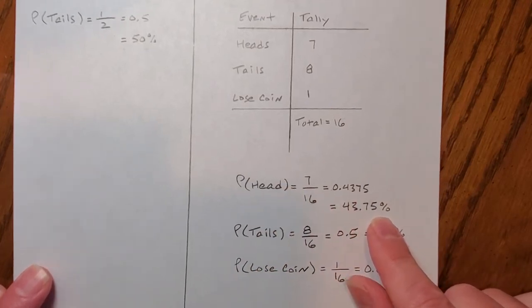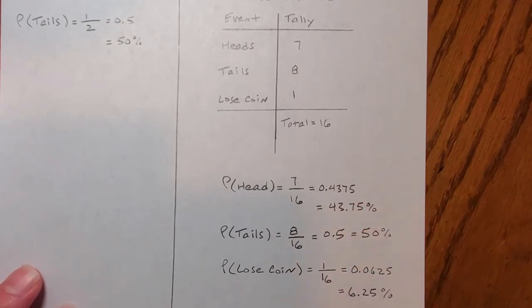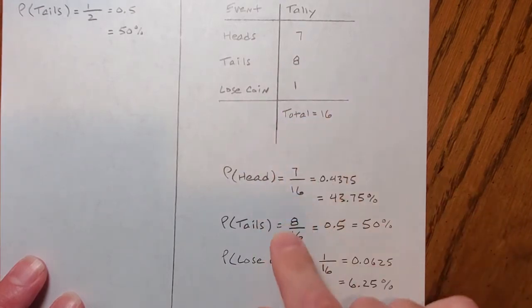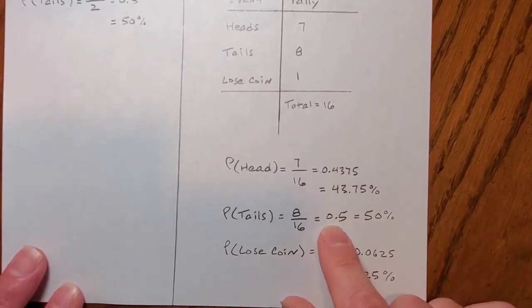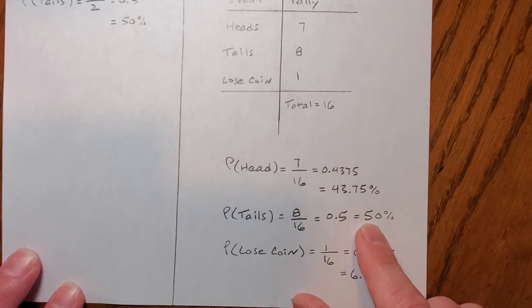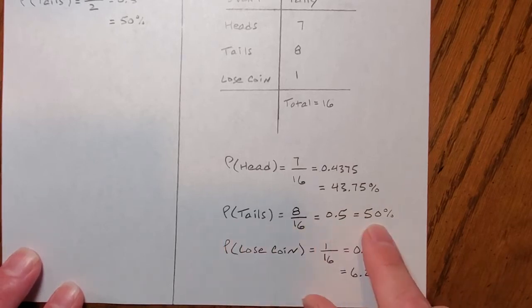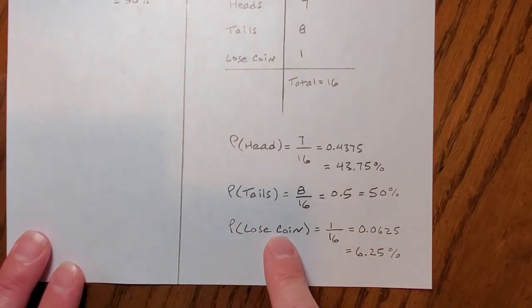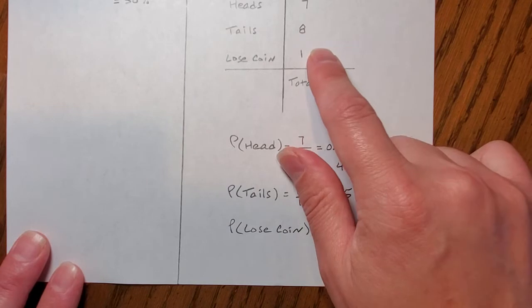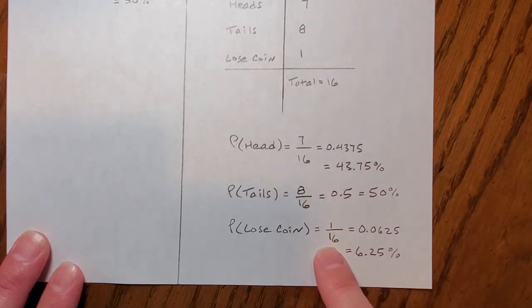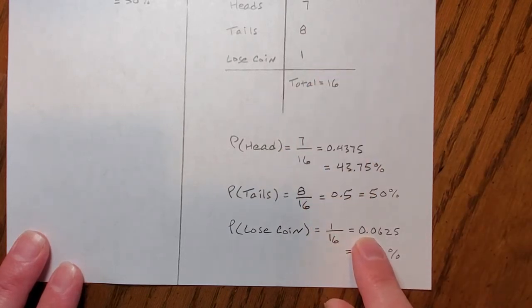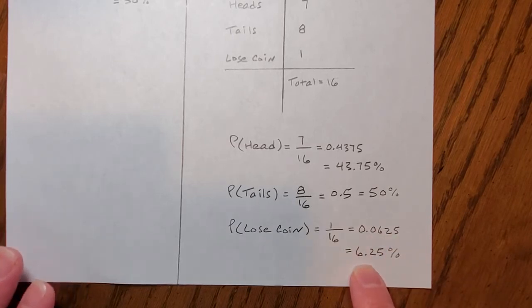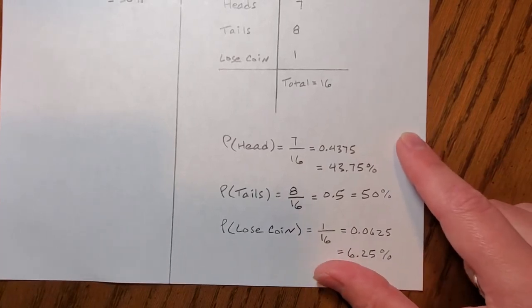43.75% of the time. And then the probability of tails: I got 8 tails out of 16 flips total. That's a decimal 0.5 or 50% as a percentage. So you'll get tails 50% of the time, according to my observations. And then the probability that you lose the coin is 1 out of 16. That happened once, in 16 total trials. That's a decimal 0.0625 or a little more than 6%. These are empirical probabilities.